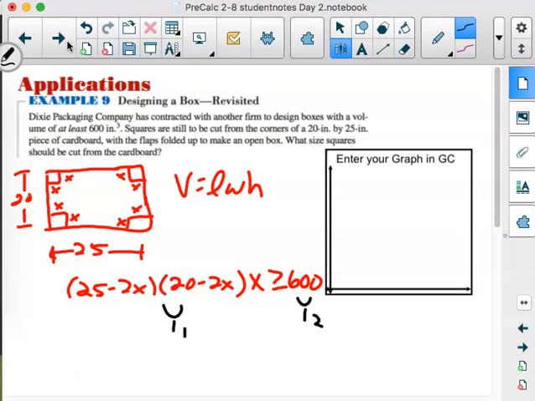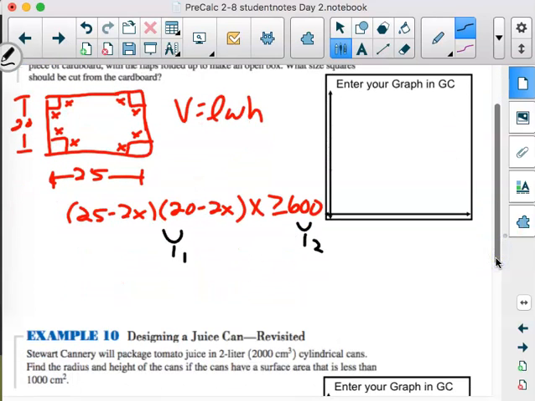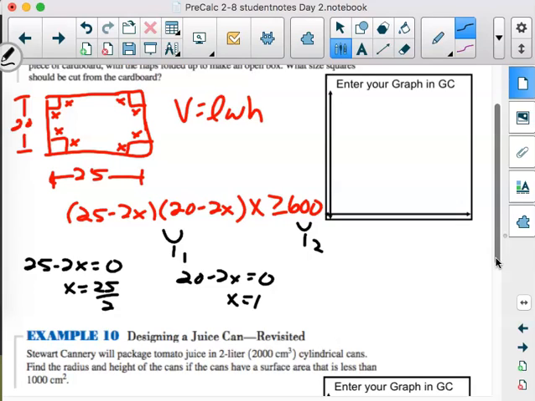Well, don't forget, we talked about domain before. Domain is the x's. And we said you can figure that out by finding the zeros of your factors. So if we have 25 minus 2x equals 0, well, we're going to have to subtract 25, and then we're going to divide by negative 2. So we're saying 25 halves would work for that one. But we find a smaller 0 when we go after 20 minus 2x. So we could subtract 20, divide by negative 2.